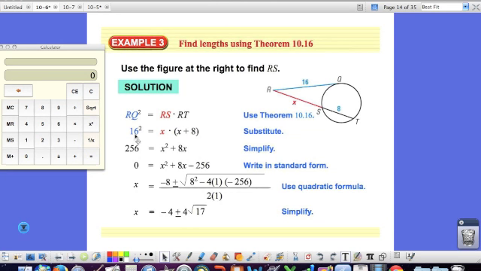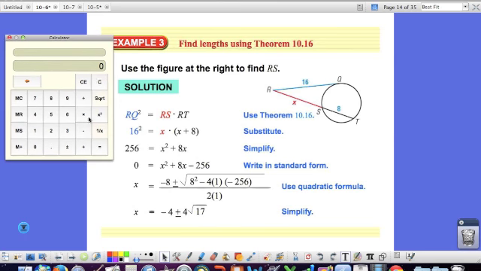So RQ is 16. 16 squared is 256. So the external segment x times x plus 8 equals 256. I subtract 256. There is no ability to factor that, so I have to use the quadratic formula. My answers would be negative 4 plus 4 radical 17, or negative 4 minus 4 radical 17. I just want to see if both those solutions work.